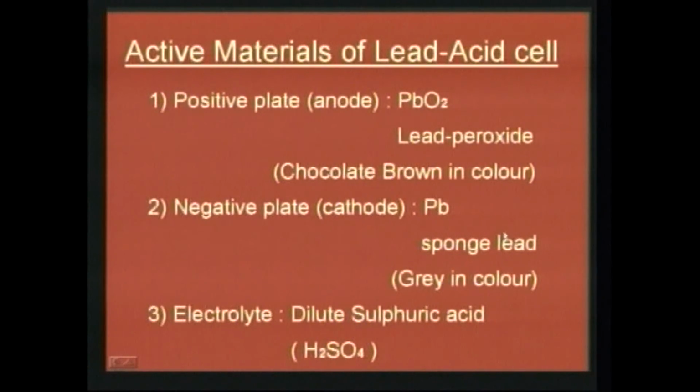Now we look into the lead acid cell. The active materials used in a lead acid cell are: the positive plate or the anode consists of lead peroxide, which is chocolate brown in color. The cathode or the negative plate is made up of sponge lead, which is grey in color. The electrolyte is dilute sulphuric acid, that is H2SO4.